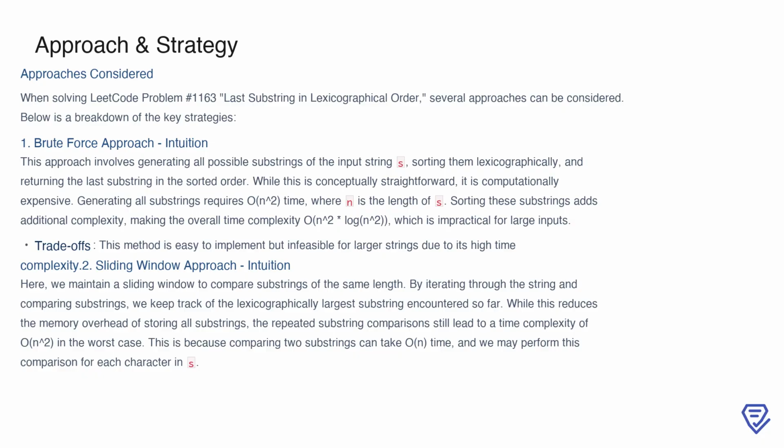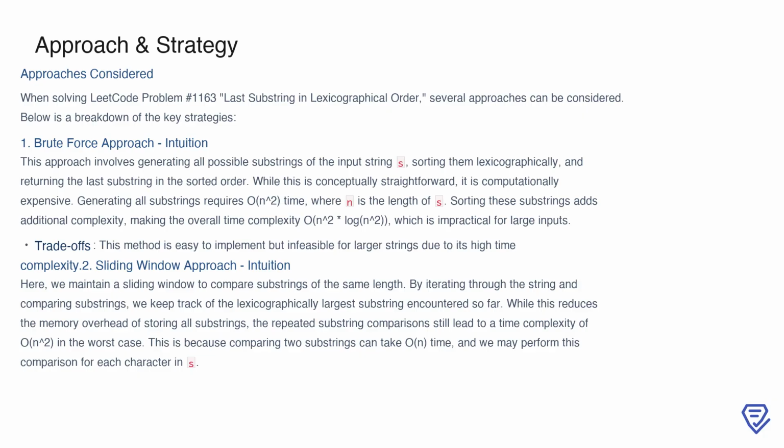When tackling problem number 1163, last substring in lexicographical order, it's natural to start by considering simpler approaches. One such approach is brute force. The intuition here is straightforward: generate all possible substrings of the string, sort them lexicographically, and return the last substring in the sorted order. While this is easy to conceptualize, it quickly becomes computationally expensive. Generating all possible substrings for a string of length n requires n squared time, and sorting them adds even more complexity, leading to a total time complexity of n squared log n squared. This is clearly impractical for large strings.